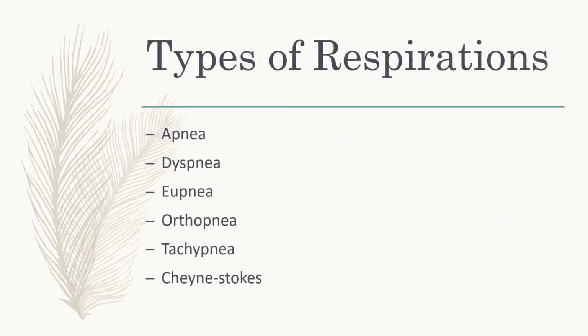Types of respirations, you're going to have apnea, which is without, dyspnea, which would be trouble, eupnea, that U at the prefix there means normal, orthopnea would be related to the position, difficulty breathing when laying down. Tachypnea, tachy again means fast, so that's going to be fast breathing. And then Cheyne-Stokes respirations.